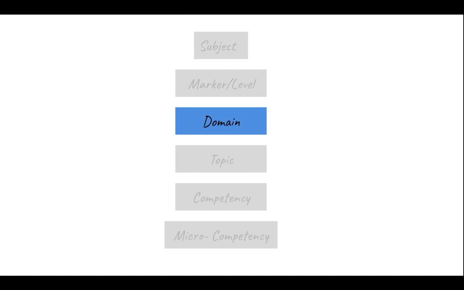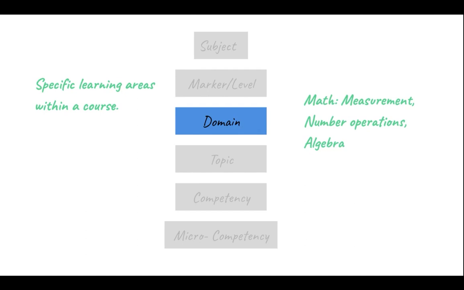Every course is further broken down into domains. Domains are specific learning areas within a course. On the Navigator, each domain becomes a unit which contains lessons. An example of a domain for math could be measurement, number operations, algebra, and so on.